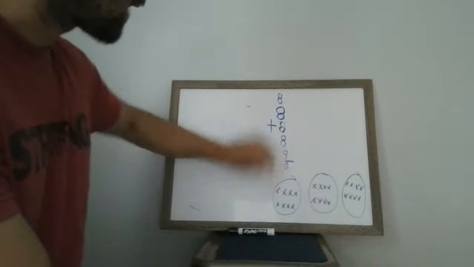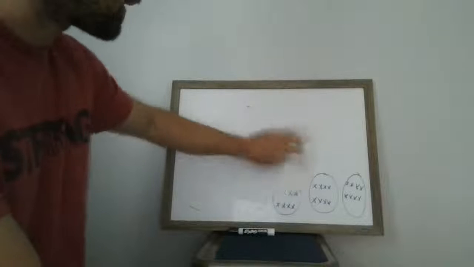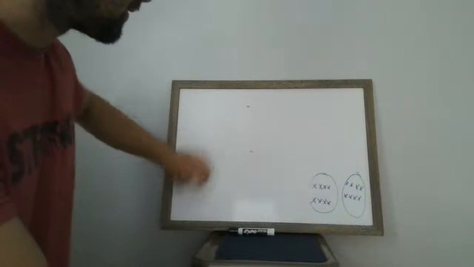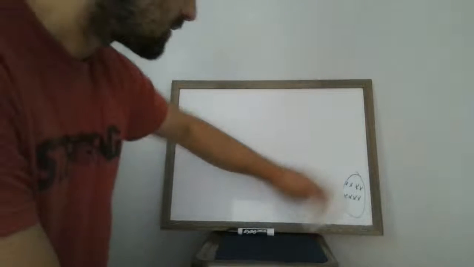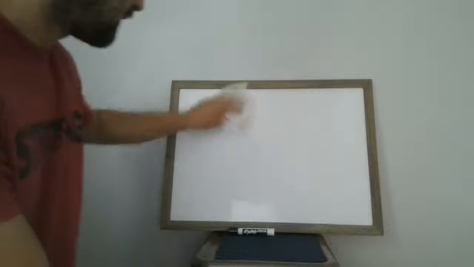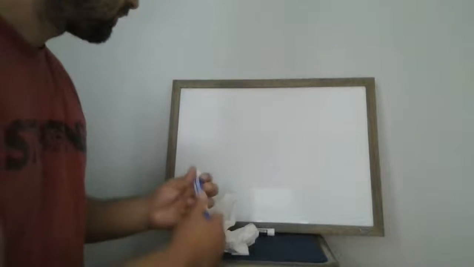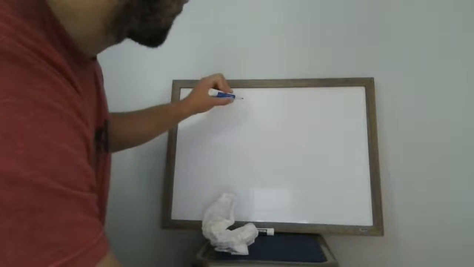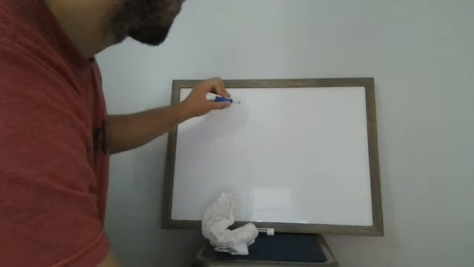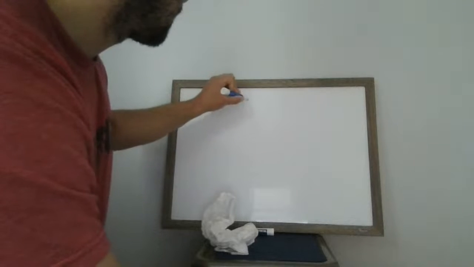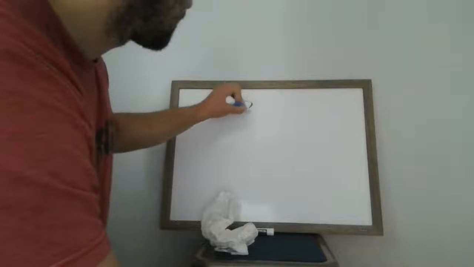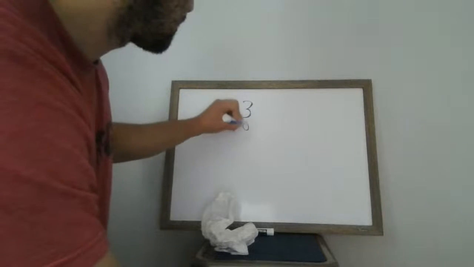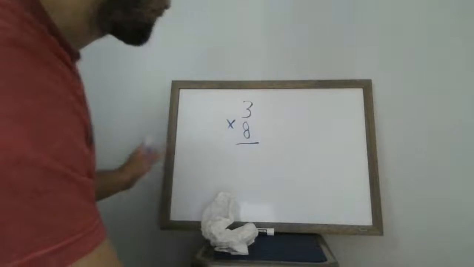So here's another strategy. If you're not able to count by 8s in your head, here's another good strategy you can use. It's a picture strategy, but it's a little bit different. For this problem, we'll go with 3 times 8. 3 times 8 for this one.